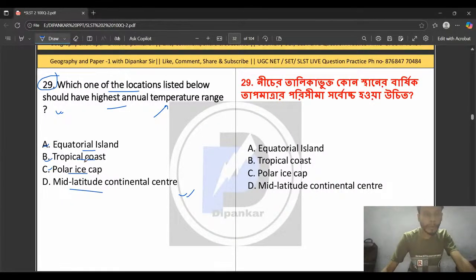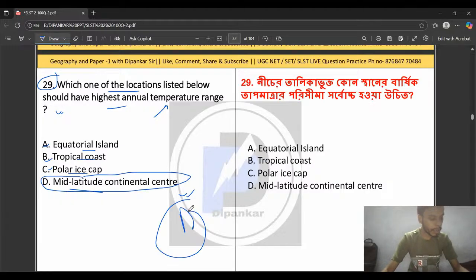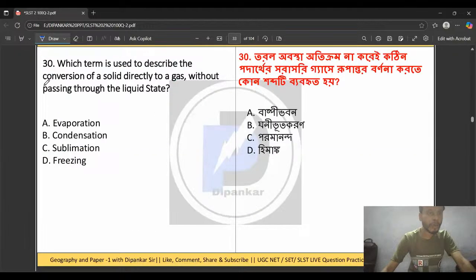So the right answer is D, the mid-latitude continental center. The right option for 29 is option D.